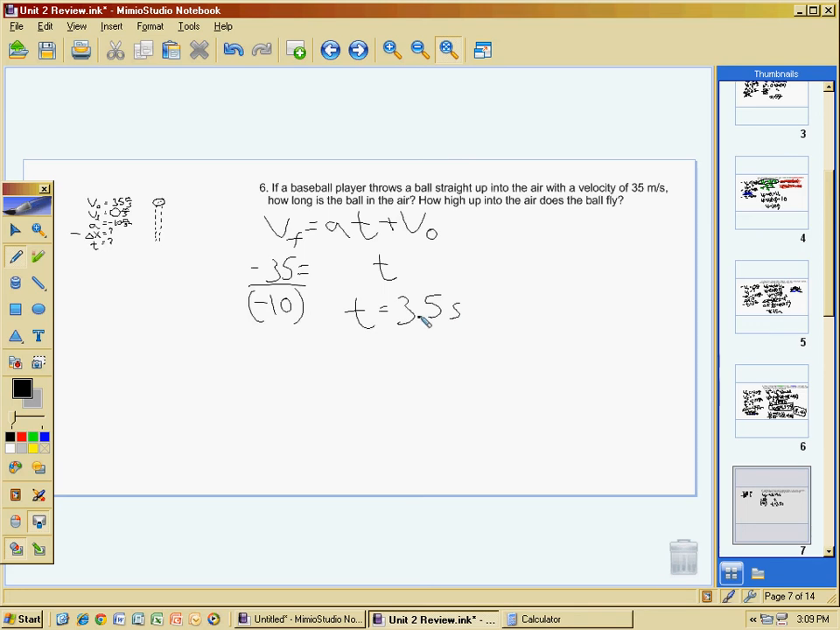All right, so we know time, except, be careful, that's the time it takes to go from the bottom up to the top. So the trick is, if it takes 3.5 seconds to go up to the top, it must take 3.5 seconds to come back down, giving us a total time of 3.5 times 2, or 7 seconds. Finally, it says how high up in the air does it go? We know everything we need, but for the sake of being consistent and making sure one mistake doesn't impact us later, we're going to go ahead and use the equation that does not involve time.